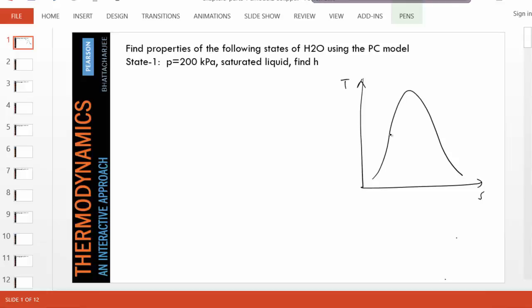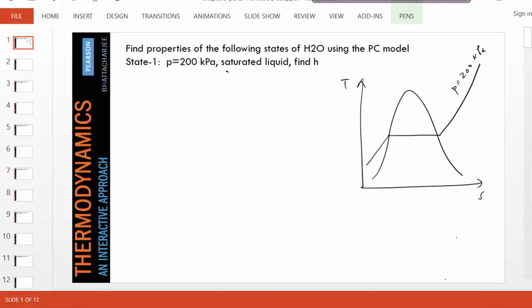So first, we draw this dome shape. We draw a constant pressure line, let's say it's 200 kPa. That will be the fundamental approach. So this is our pressure equals 200 kPa line. We know state 1 will be somewhere along this constant pressure line.